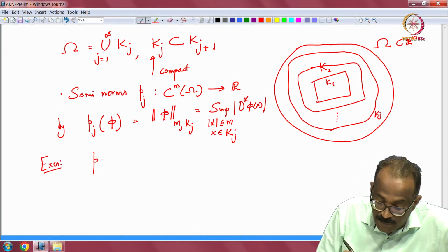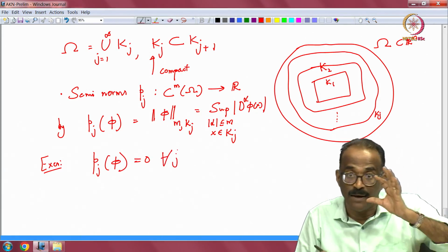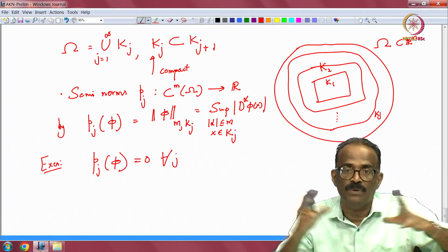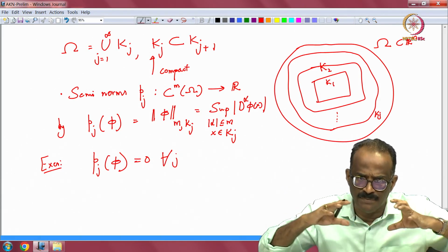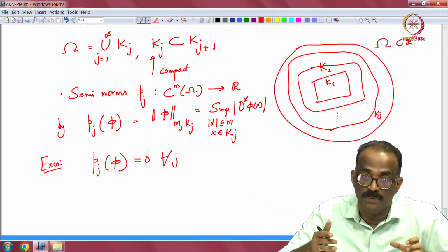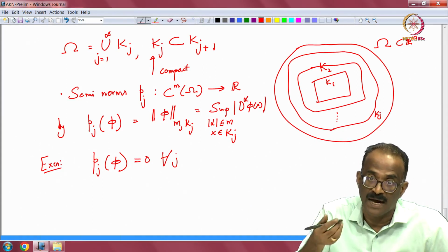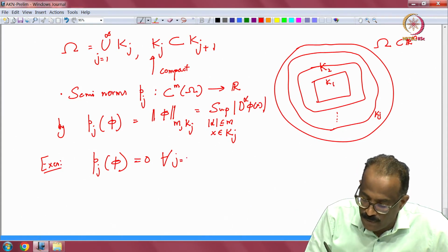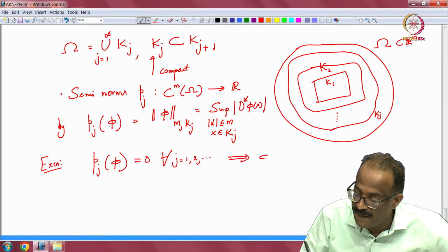Okay. If pj of phi equals 0 for all j, so you are getting a countable family, your index set is a countable infinite family, because omega is open and the kj's will be an increasing family of compact sets. You can do that countable representation of omega with compact sets. Okay, that is a property of Rn. J equal to 1, 2, etc. will imply phi is identically 0 in omega.